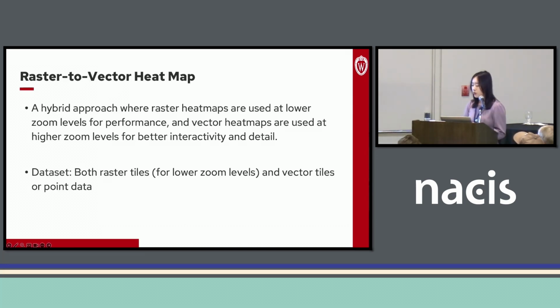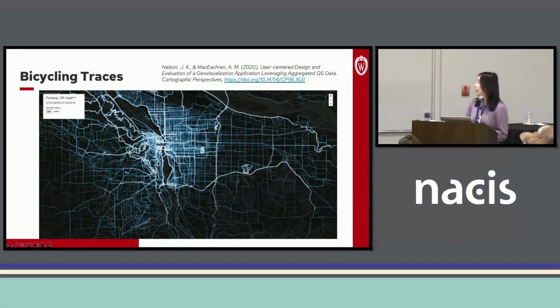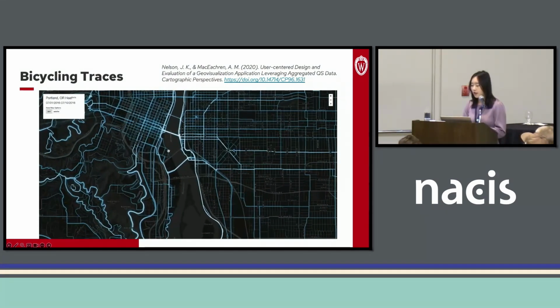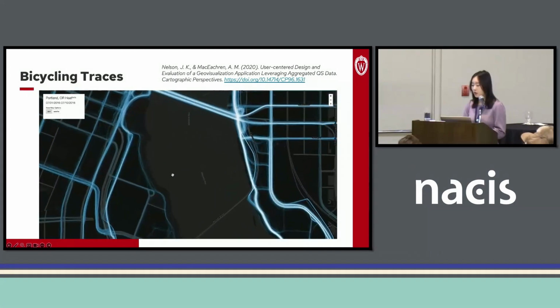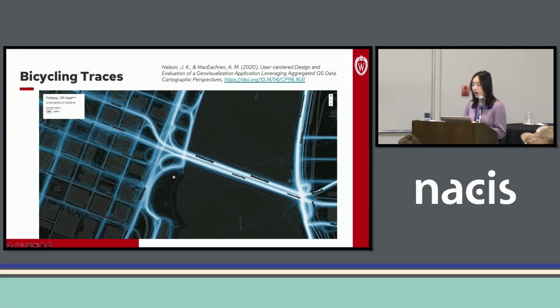So right now it came to the raster-to-vector heat map, as I mentioned before, where raster heat maps are used at lower zoom levels for performance, and vector heat maps are used at higher zoom levels for better interactivity. Here's a demo from my advisor Dr. Nelson's previous work. He used bicycling trace data in Portland to create a raster-to-vector heat map. As you zoom in, you can see how it seamlessly transitions from raster to vector, almost without noticing.